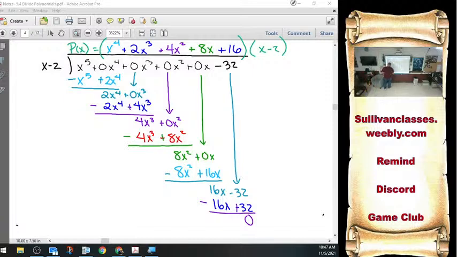Now, that's long. We have to know how to do long division because we have to divide by things that aren't linear all the time. Not as much in here, but definitely when you get to pre-calc, you're going to have to divide by quadratics or cubics or quartics to find remaining zeros.